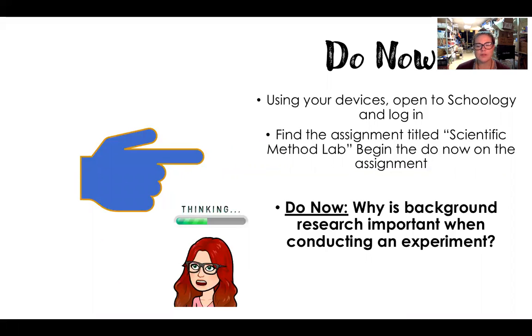All right, so what do you think? Why is background research important when conducting an experiment? Some answers might be that in order to do an experiment, you have a question or problem about something. Before you start experimenting, you want to do some research to see what exactly this is all about, what the problem or question is, and gather information about that before you go ahead and set up your experiment.